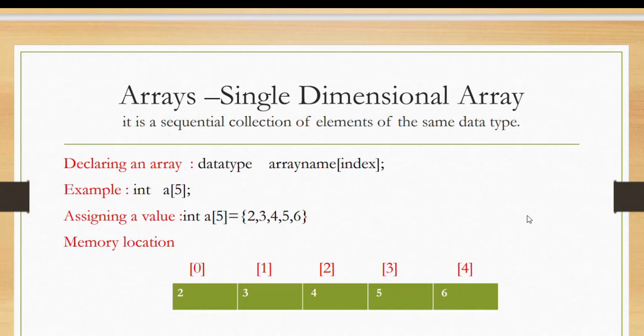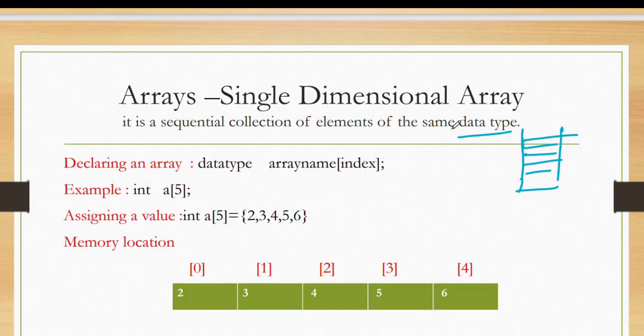Yes, the next chapter is arrays. What is an array? Normally the meaning of array is like you are building a shelf. So an array is a sequential collection of elements of the same data type. Normally if you declare int a, you can get only one element.